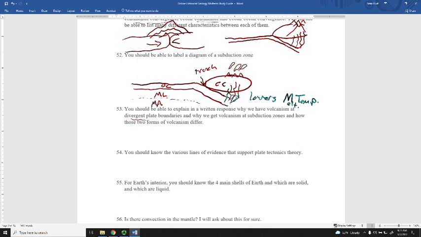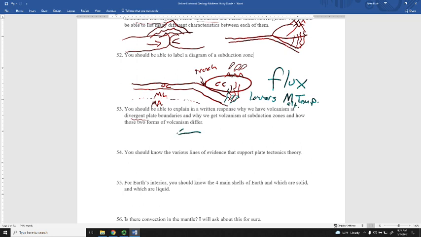A lot of people mess this up and they say, oh, the water's really hot and it melts the rock. No. The water is not hot at all. If anything, the water is much cooler than the surrounding rocks. The role of the water is that it lowers the melting temperature of the mantle. So it causes the mantle to melt without changing the temperature, without changing the pressure. It just lowers the melting temperature, and that causes melting. Okay, so that's called flux melting.